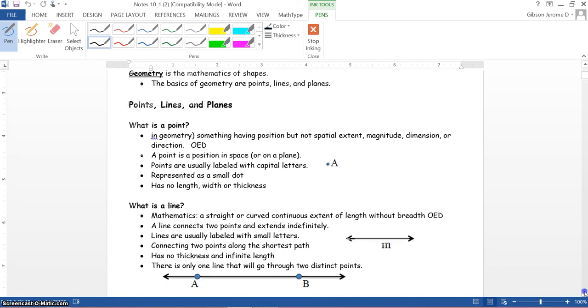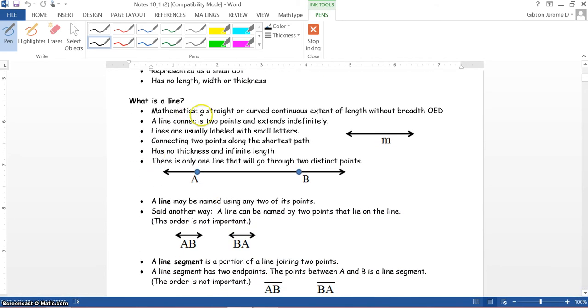Now we come to what is a line. Mathematics, a straight or curved continuous extent of length without breadth, OED. A line connects two points and extends indefinitely. Lines are usually labeled with small letters. Connecting two points along the shortest path. Has no thickness and infinite length. There is only one line that will go through two distinct points.